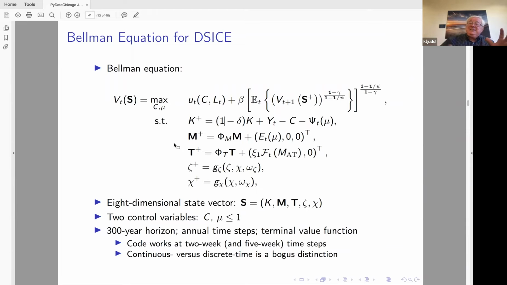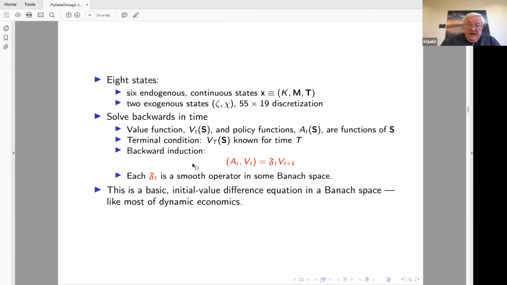However, in this case, it's like controlling a diffusion. So we aren't going to have shock waves like with hyperbolic PDEs. There's a smoothing element here from the diffusion operator. So going to higher dimensions is possible. And so we solved it. It's basically a difference equation in a Banach space. You have a terminal time and you solve backwards.